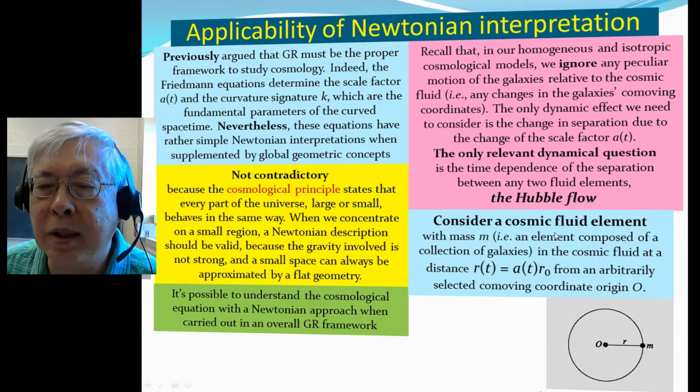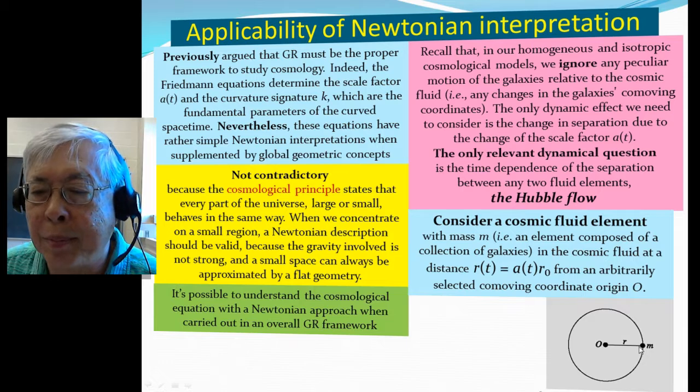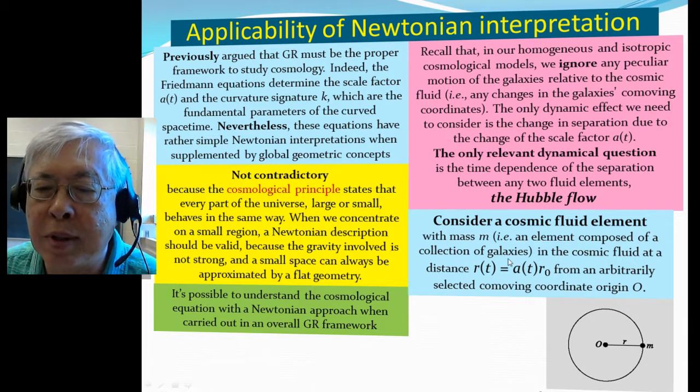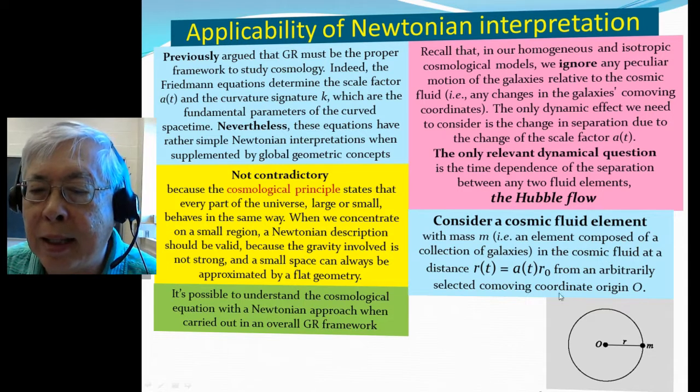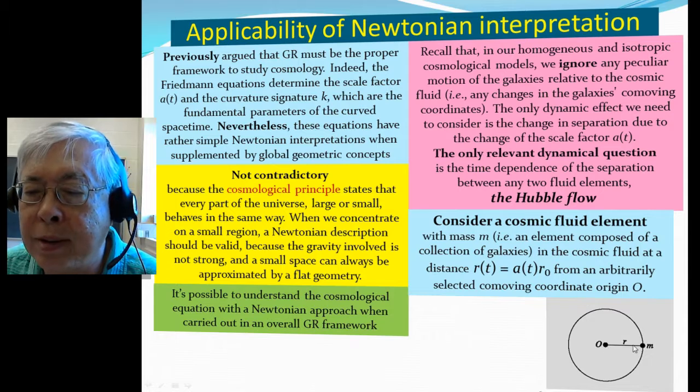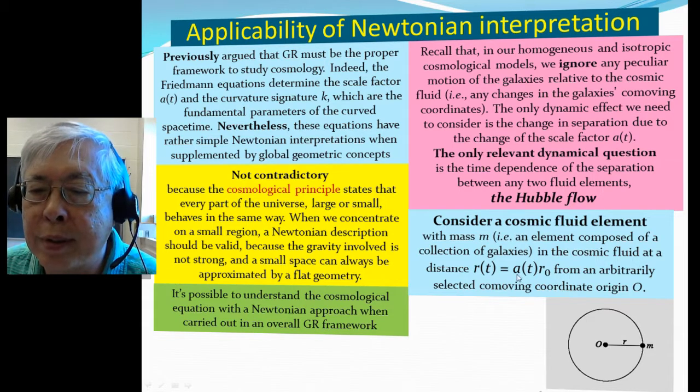So let's consider a fluid element with mass m. Remember, a fluid element is a collection of galaxies in the cosmic fluid, and we arbitrarily pick an origin, O. The distance from the fluid element to the origin is given by r, and of course it scales like a times some constant r naught, the comoving distance.